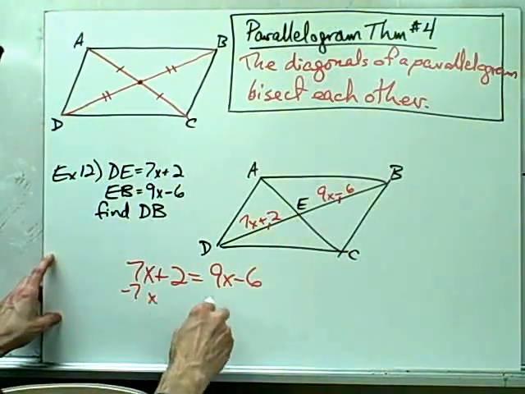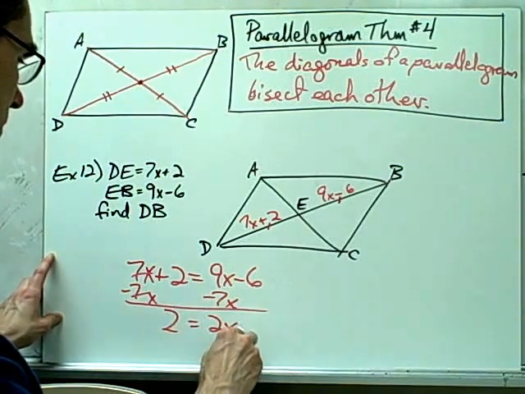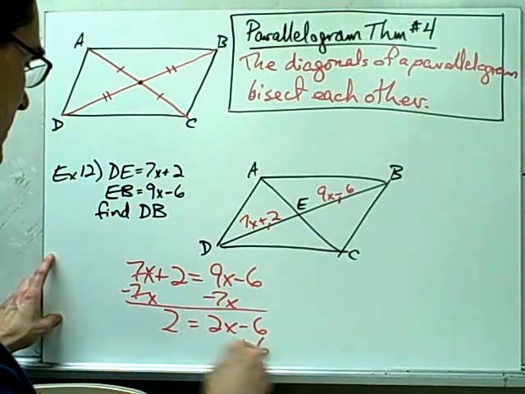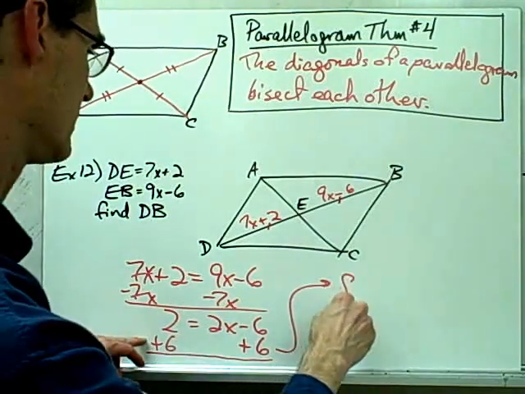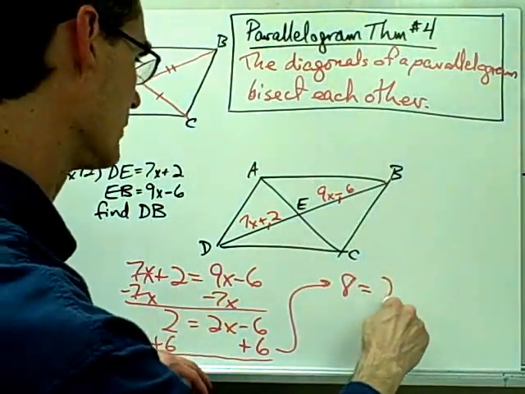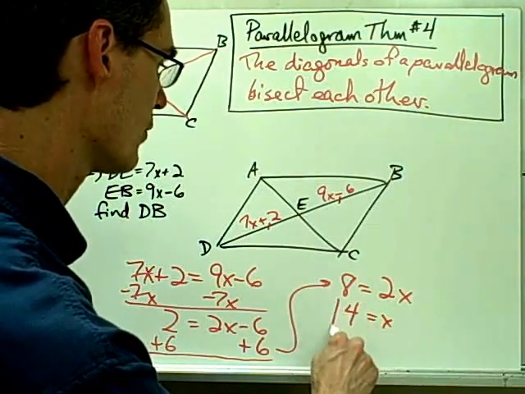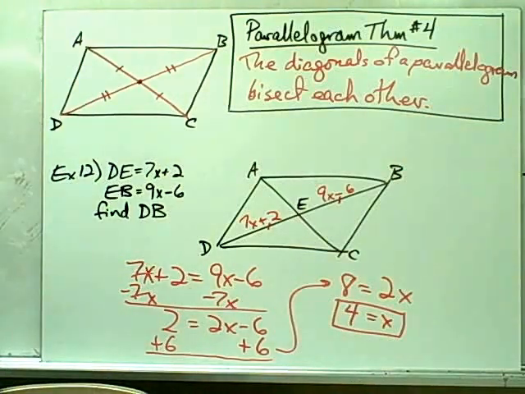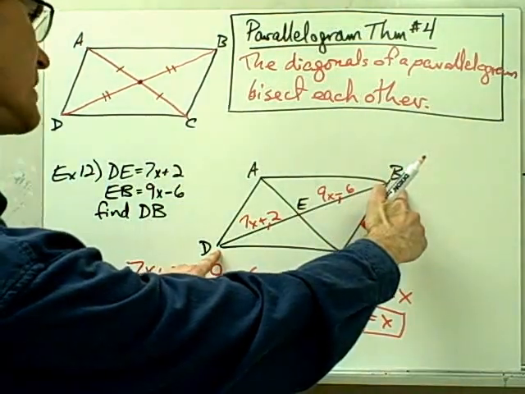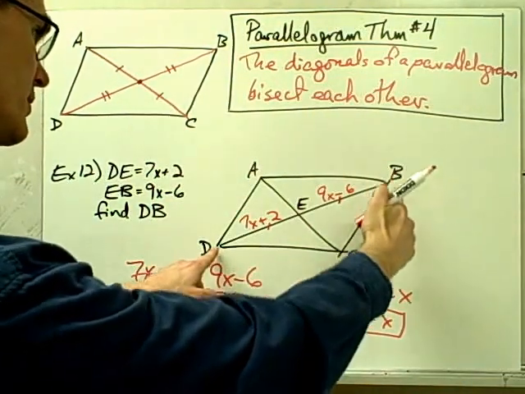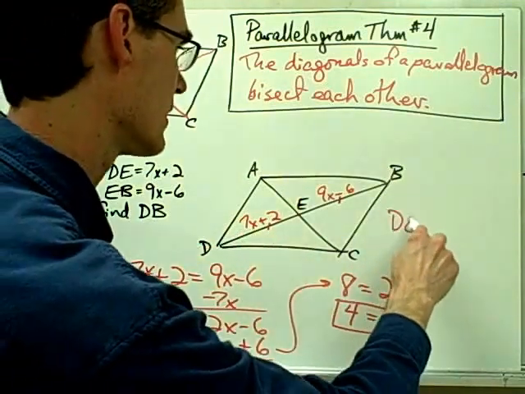Let's see. Subtract 7x from each side. And let's add 6 to both sides. And that gives me 8 equals 2x. Divide both sides by 2, and I get x equals 4. So now I know what x is. It says to find the length of segment DB. So I want this whole segment here. So let's see. If I plug x in here, I can find segment DE.